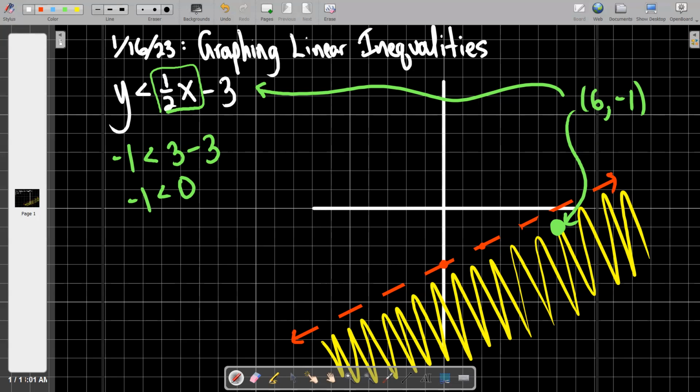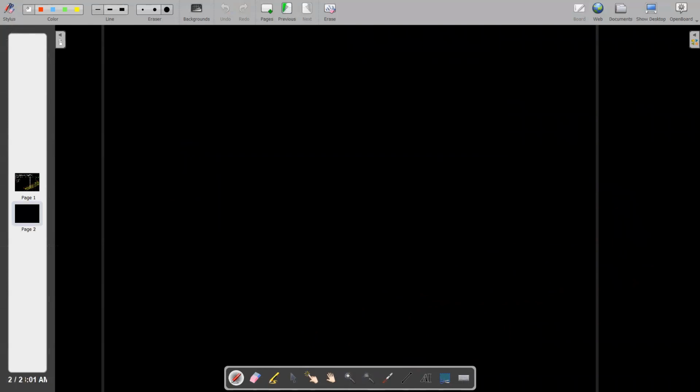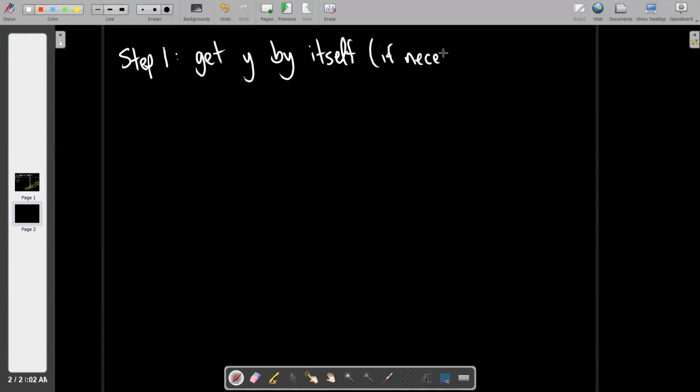So let me switch backgrounds too and give you a fresh page. So when we do these problems today, step 1, you'll want to probably write these down. Step 1 is to get y by itself. And I'm going to put a little comment here, if necessary, because like I said, on occasion, you get one where you're like, sweet, y is already by itself.